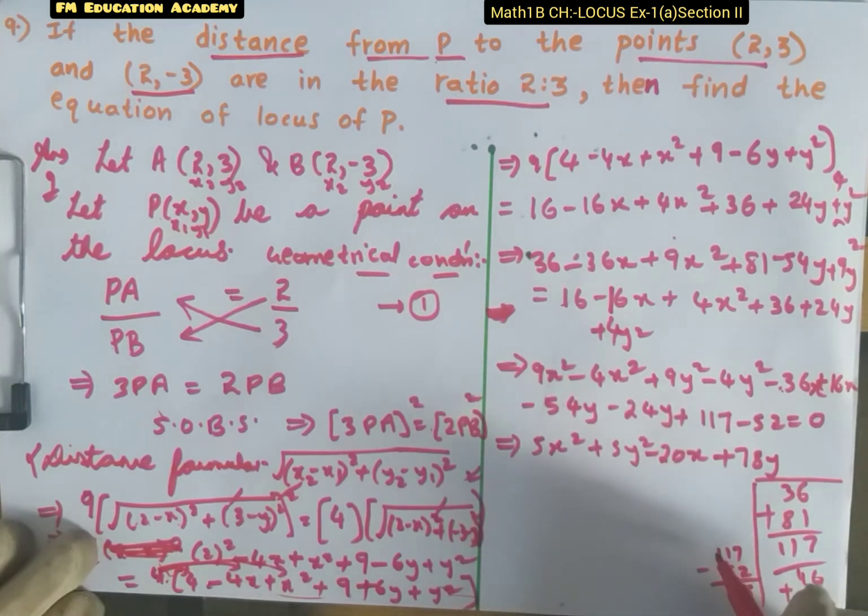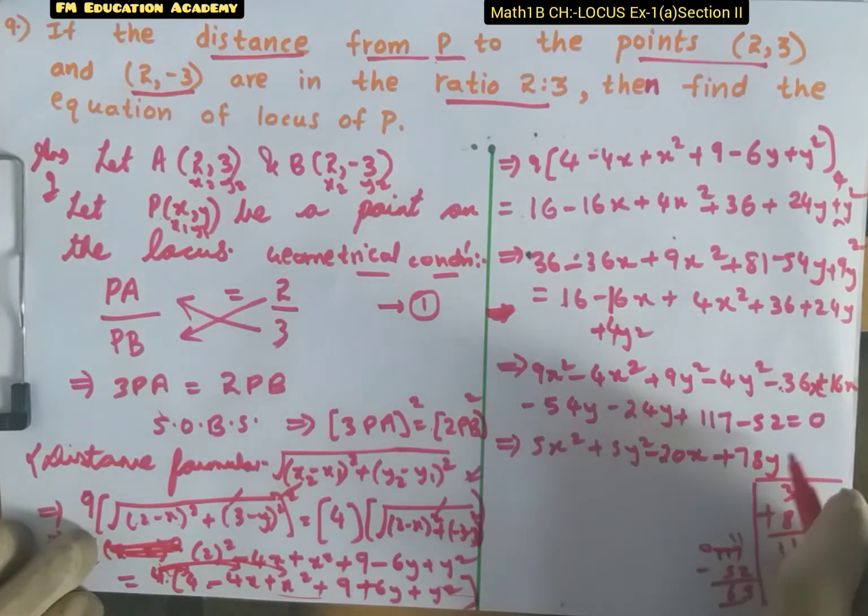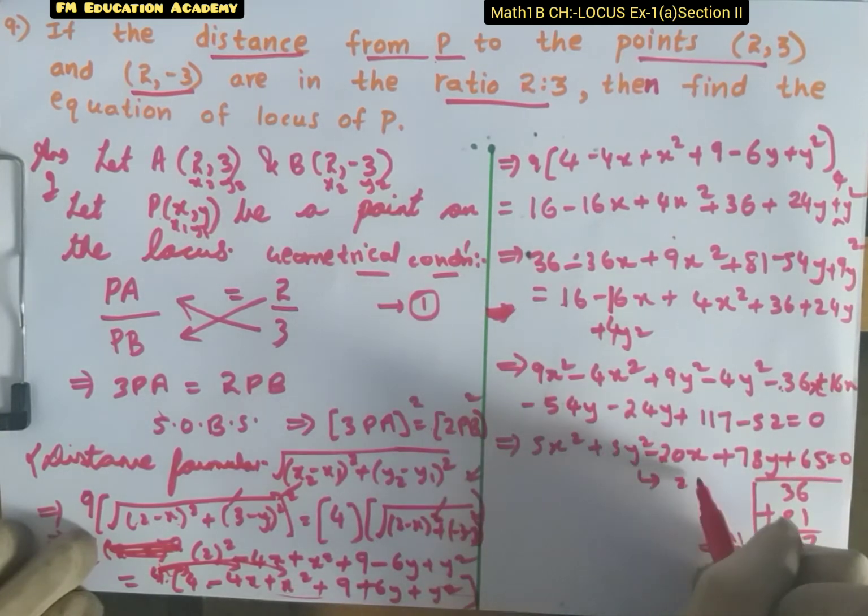7 minus 2 is 5. This is 0, this is 11. 11 minus 5 is 6, 65. So we are left with plus 65 is equals to 0. This is our equation 2.